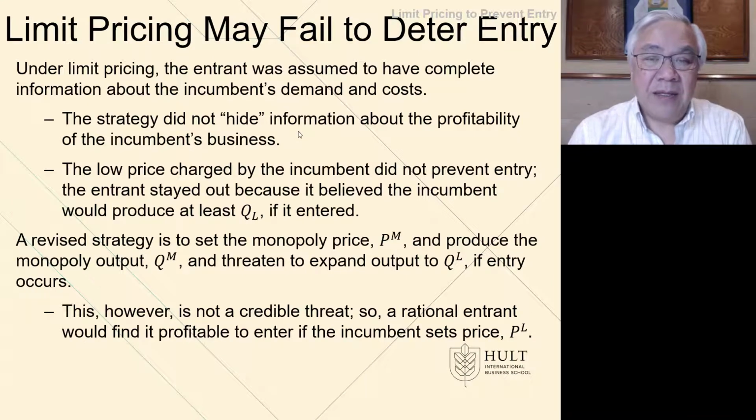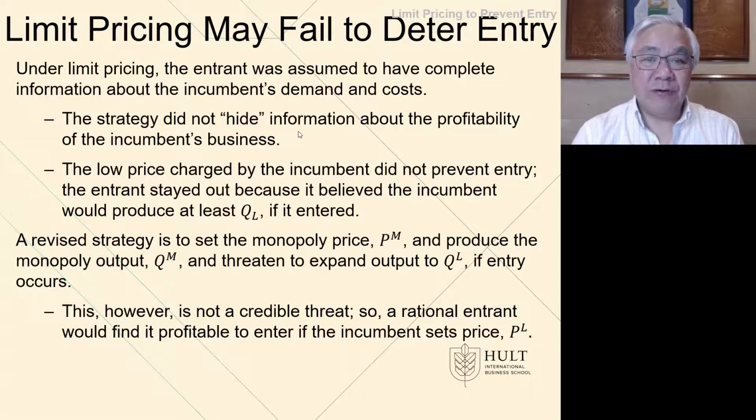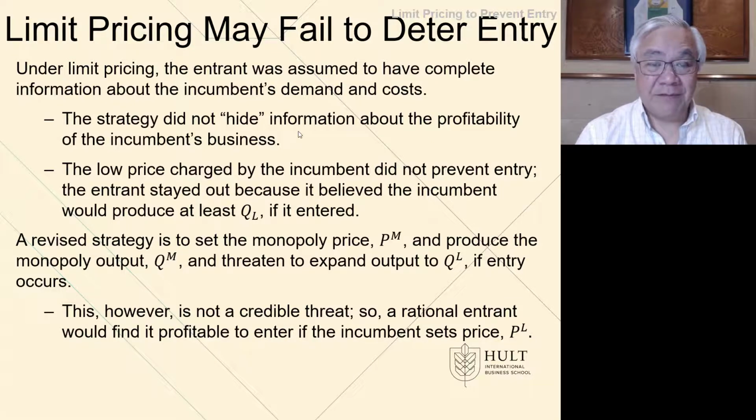Now there may be instances where limit pricing fails to deter entry. Because first, let's make the assumption that's most unfavorable for the monopolist. So we assume that the entrant has complete information. Again, we're going to try to hide things if we're the monopolist, but let's say that's unsuccessful and the new entrant knows all these things about what you know. So that means you can't hide information about the profitability of your business.